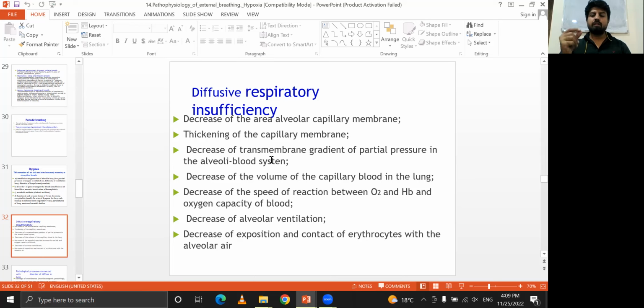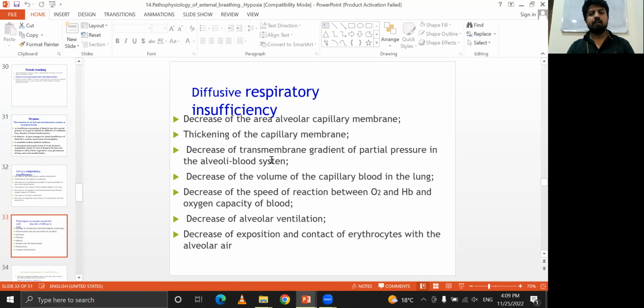It is too easy. If you think about this, how will the future respiratory system work? Ultimately, as a medical student, you will know about the decrease of the alveolar ventilation, decrease of the exposition and contact of the erythrocytes with the alveolar air.